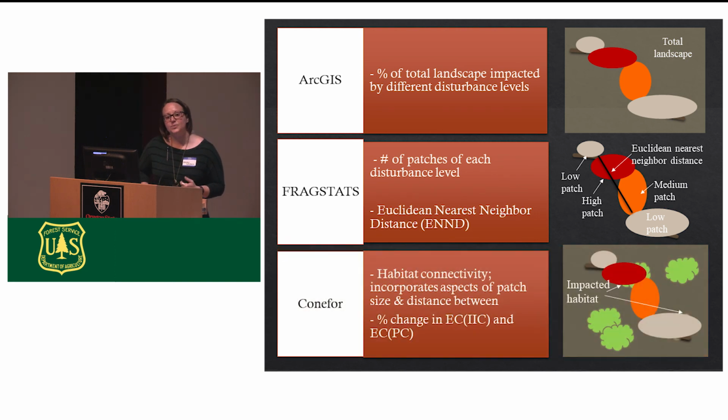And then finally, we used the program Cone4 that allows you to understand habitat connectivity and use recreation disturbance as something that could pull that habitat type out and see what that did to connectivity. So assuming that recreation disturbance might be making that habitat unsuitable for particular wildlife species, and what does that do to habitat connectivity?